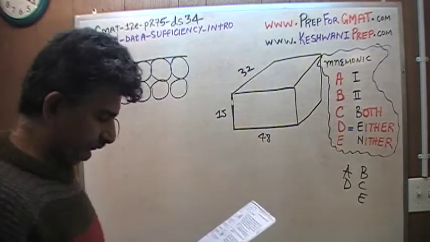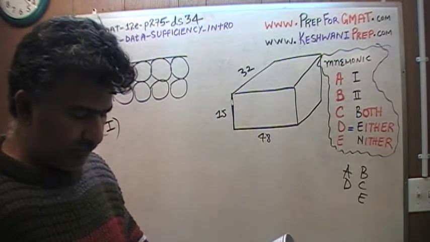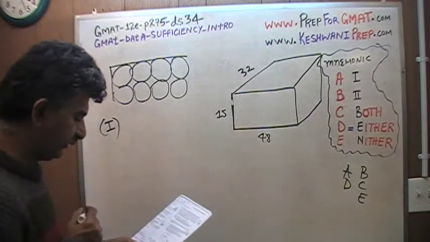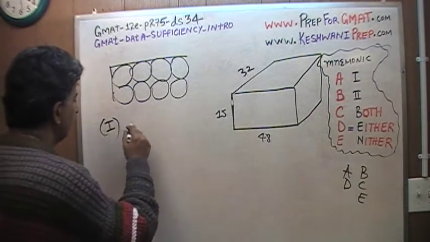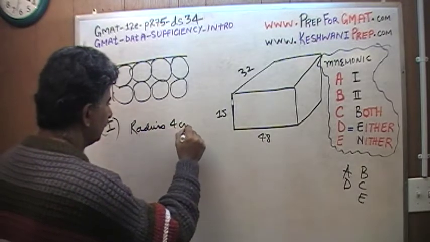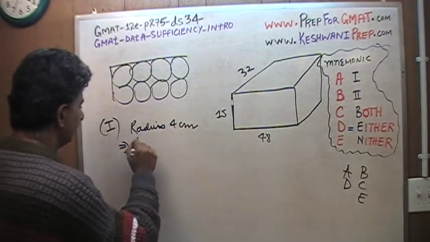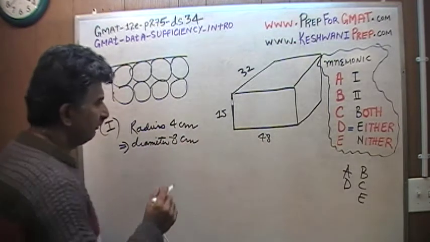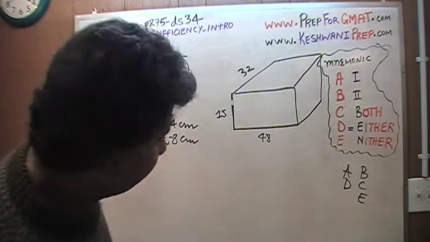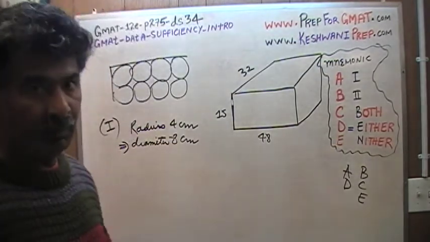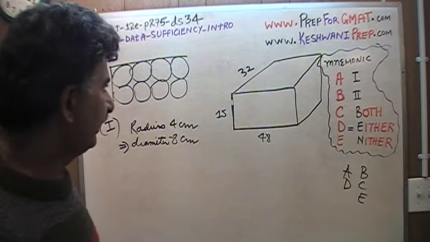Statement 1. Each of the cylinders has a radius of 4 centimeters. Radius is 4 centimeters. That implies that the diameter must be 8 centimeters. Well, that makes our life easy, because the diameter is 8 centimeters, which quite coincidentally happens to be a nice multiple of both 48 and 32.